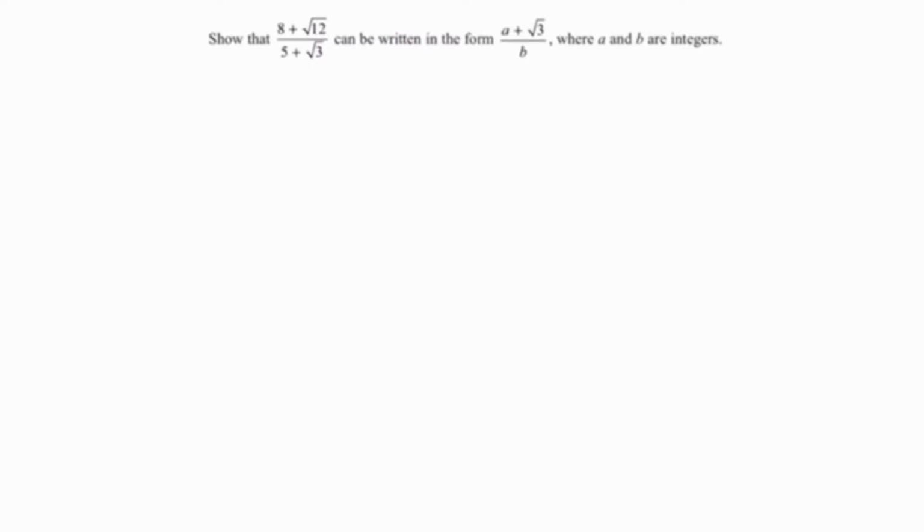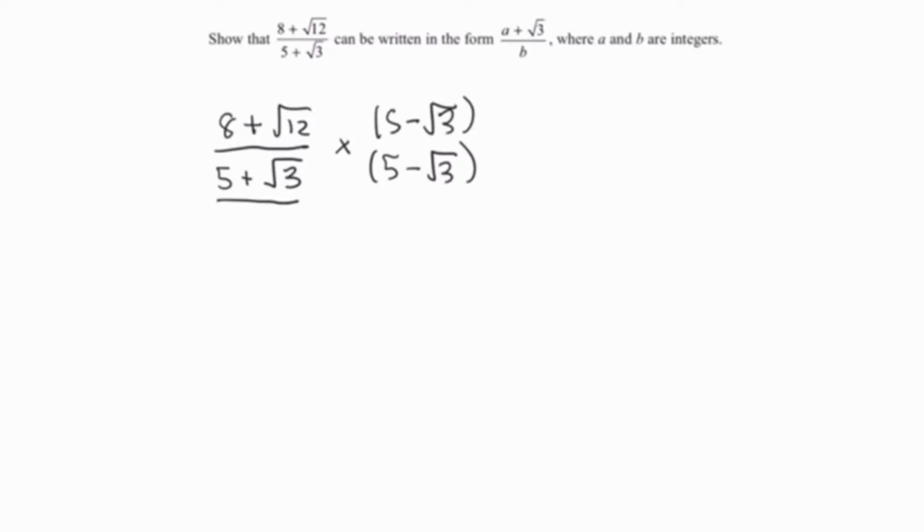So in this one, what we want to do is show that this can be written in this form, which in other words is just saying rationalize the denominator. So what that means is get rid of the surd from the bottom. So what we do for questions like this is, we write down our original thing. So when we have something like this, what we're going to do is multiply the top and bottom of the fraction by this, but we replace the plus with a minus sign. So we have 5 minus root 3, and we're multiplying the top and bottom by that thing.